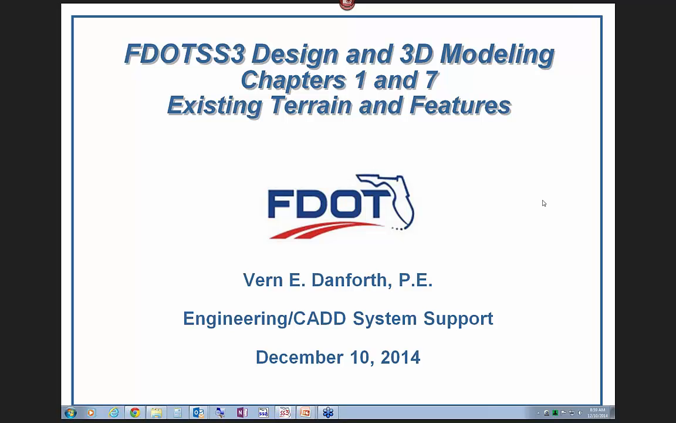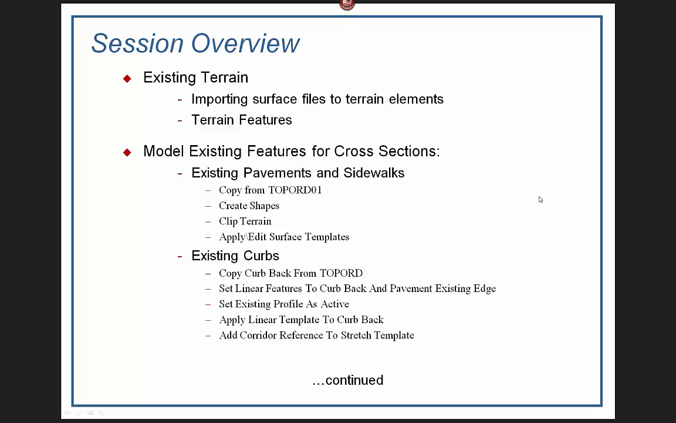Welcome to today's webinar. Today's recording is going to be on the FDOT Design and 3D Modeling course guide. We're going to be focusing on chapters 1 and 7. The two chapters involved there are building your existing terrain and existing features, and chapter 7 will be on viewing cross sections. In today's session, I've got a lot of information to cover with you.